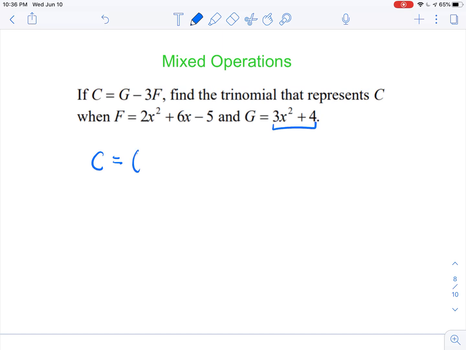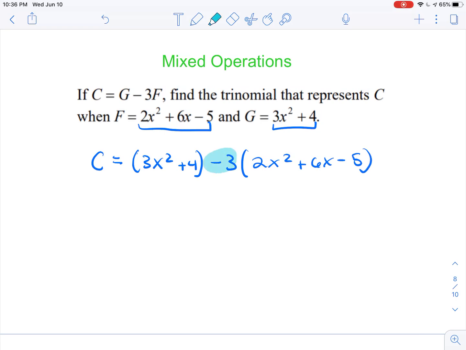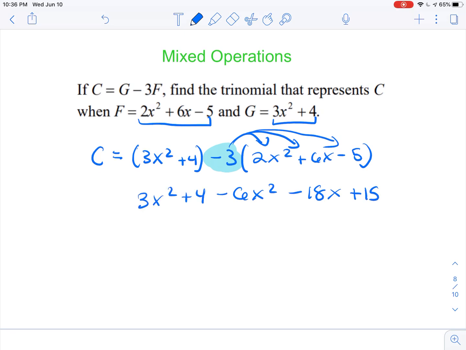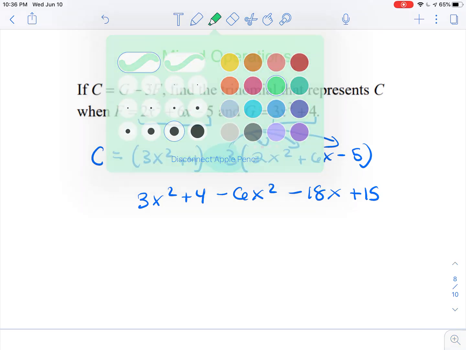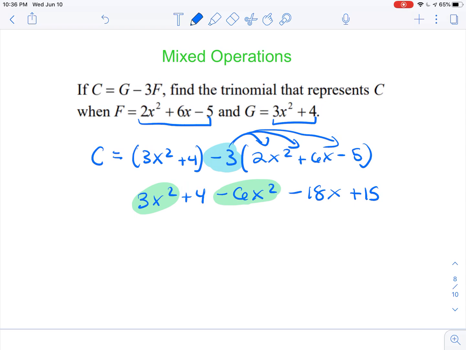So the first thing we have to do for this question is make our substitutions. So C is equal to G. So what is my G? That entire expression, 3x squared plus 4, minus 3 times F, which is that entire expression. So now we see here that there is a minus 3 on the outside of this parentheses. So what I'm going to do is the same thing that I do with subtraction. I'm going to distribute the minus and the 3 to all three terms. So that gives me a minus 6x squared minus 18x plus 15. And to that, we're going to add 3x squared plus 4.